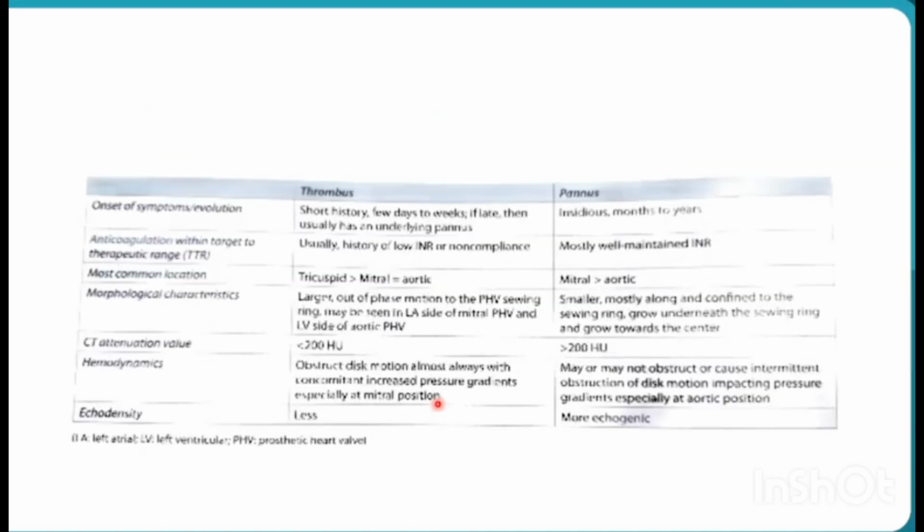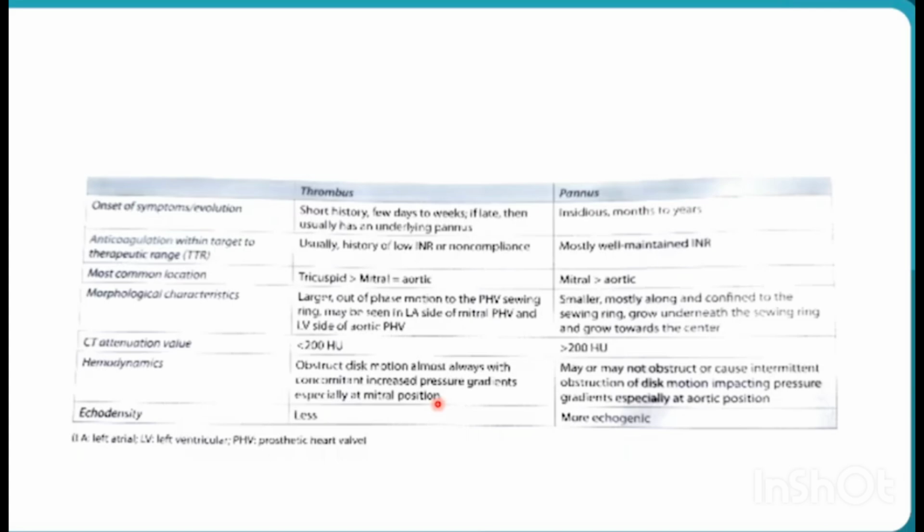How do you differentiate thrombus versus pannus? It's very difficult, but there are soft pointers to it. Thrombus has a short history. It is equally common between mitral and aortic valve, whereas pannus takes some time, which is months to years, and most commonly pannus is on the mitral.